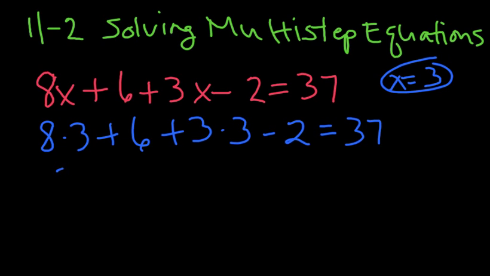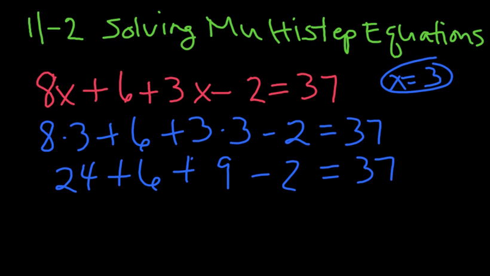Well, that's 24. That's 9. And let's see, 24 plus 6 is 30. 30 plus 9 is 39. 39 minus 2 is 37. So it checks beautifully. We're still solving, we're still checking, we're still showing all work, but every problem is going to have to probably be simplified first in order to solve it.